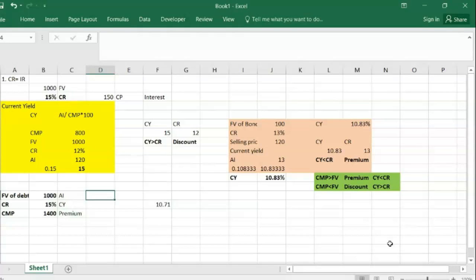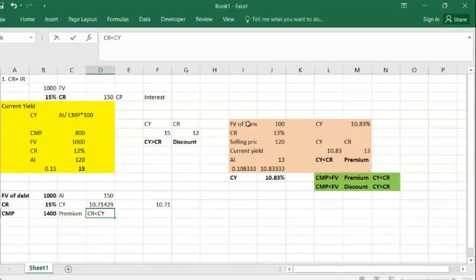So the annual interest is calculated to 150 rupees. This 150 rupees is going to be compared with the market price, multiplied with 100 to get the percentage, it is 10.71 percentage. So we can compare here the current yield and the coupon rate. The coupon rate is less than the current yield.